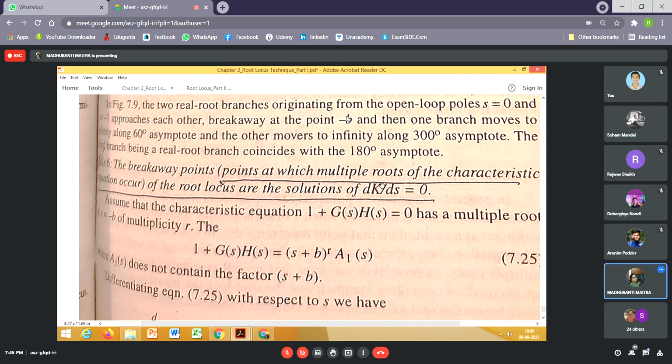So only the roots of this equation which satisfy the angle criterion count. Remember, a breakaway point is an on-locus point, because at that point multiple roots of the characteristic equation occur. So at the breakaway point, the angle criterion has to be satisfied. Only the roots of this equation which satisfy the angle criterion will be the breakaway points for the system. Am I clear? Clear, ma'am.